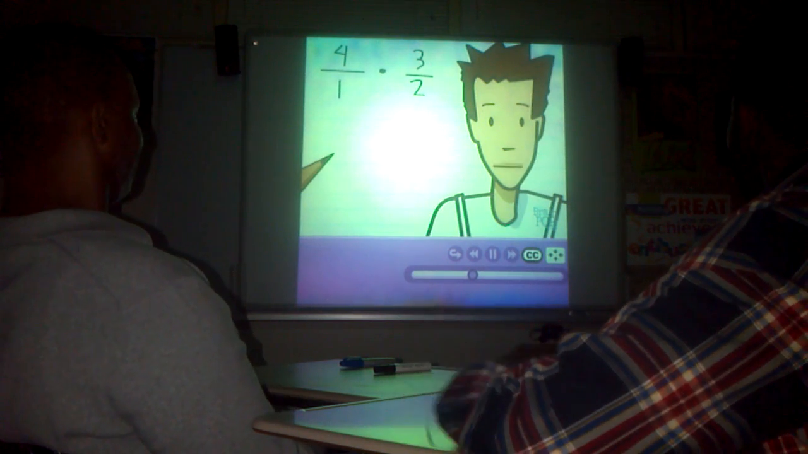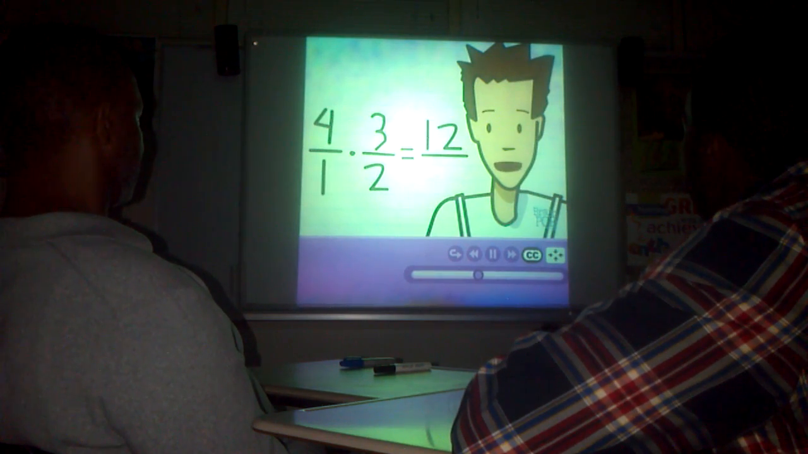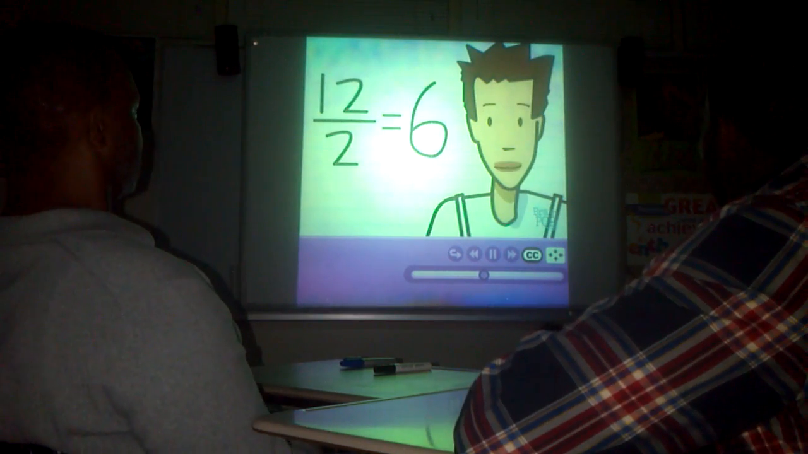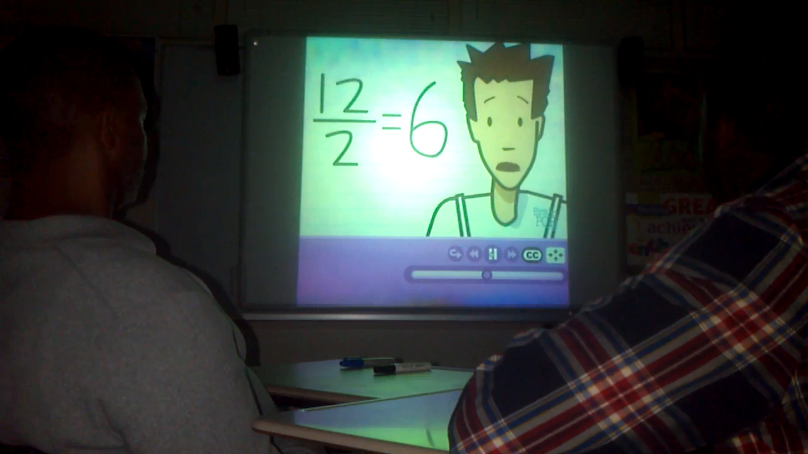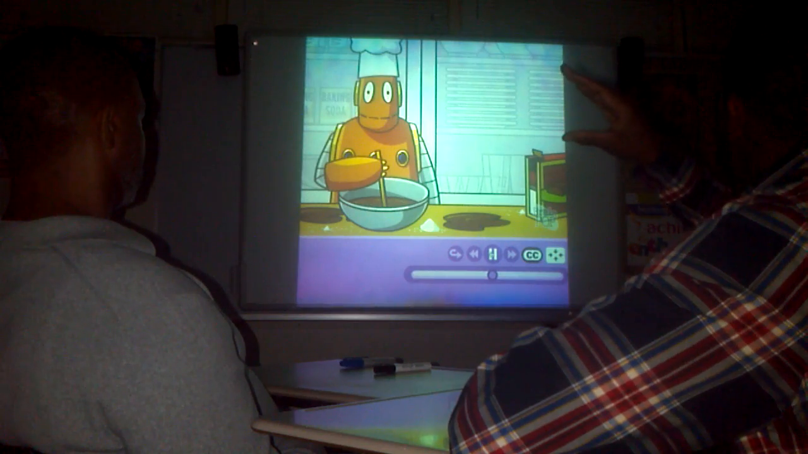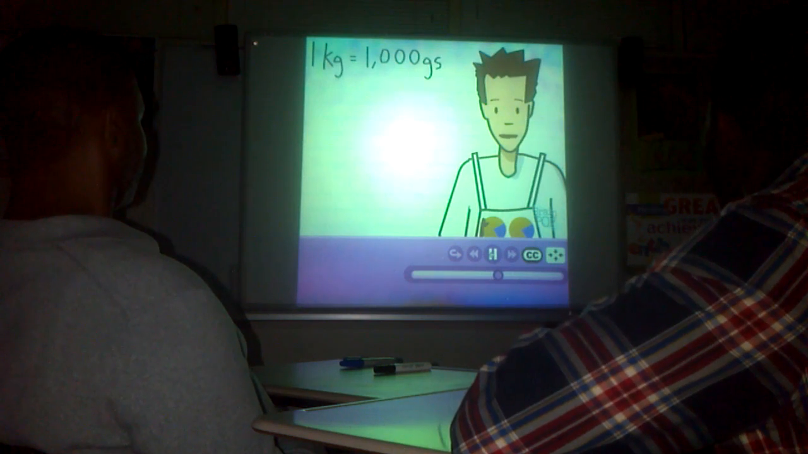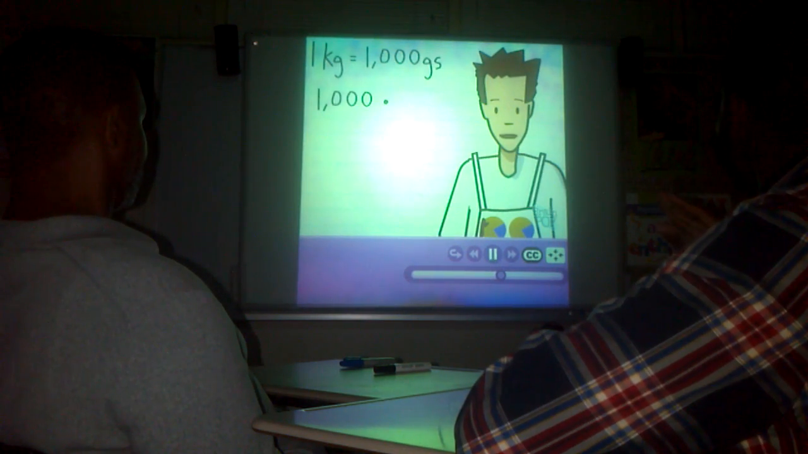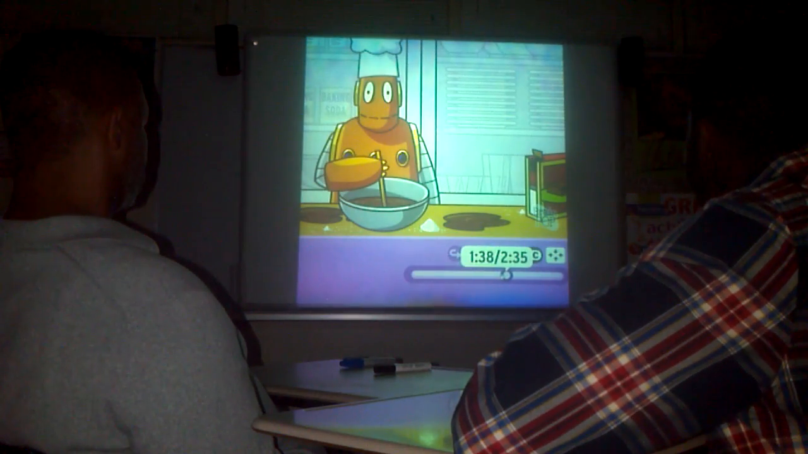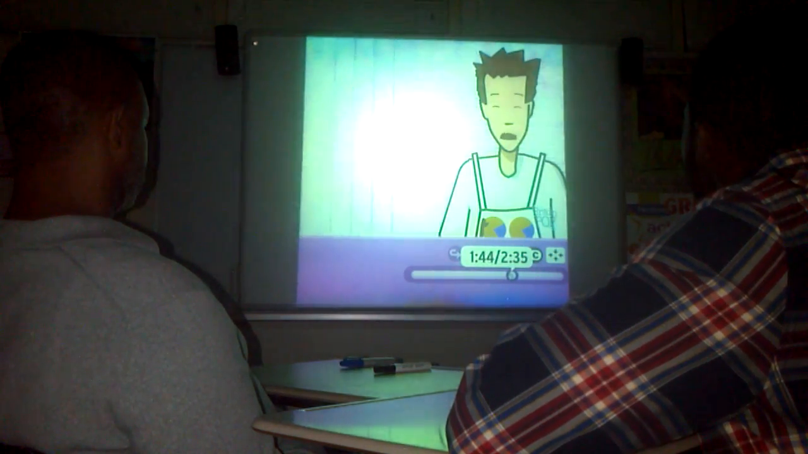When you multiply fractions, you multiply the numerators and denominators separately. 4 times 3 equals 12, and 1 times 2 equals 2. 12 halves is 6. So we need 6 kilograms of brownie mix? You need that in grams? Okay. Well, 1 kilogram equals 1,000 grams. So we can multiply 1,000 by 6 pretty easily to get 6,000 grams. Hands down. But I just told you. Okay, fine. I'll show you how to do it by dividing fractions.